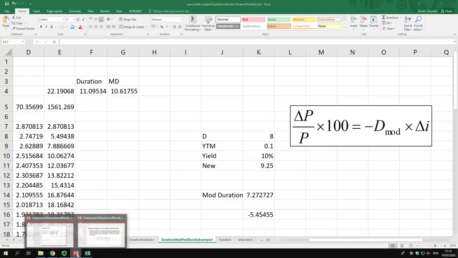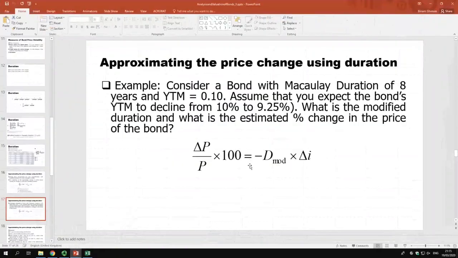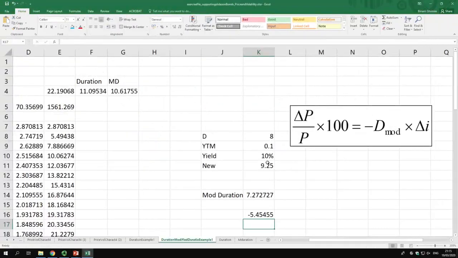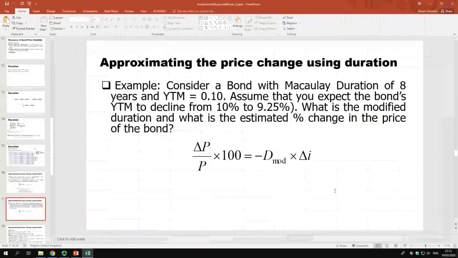And that is going to be the answer for this question, which basically means when yield changes from 10 to 9.25, the percentage change in the price of the bond, given the modified duration that we calculated, which is 7.27, is going to be negative 5.45 percent. So that's the answer. That basically means the price change sensitivity is negative 5.45.